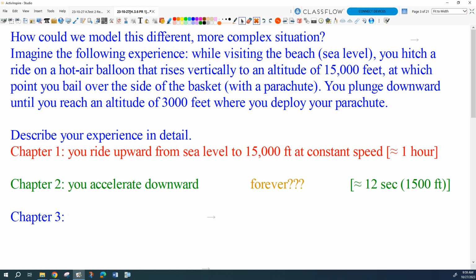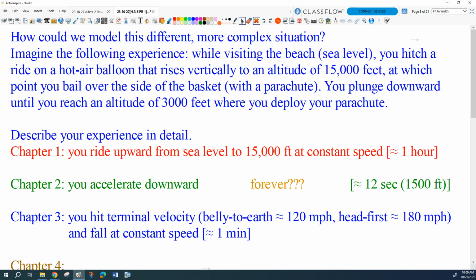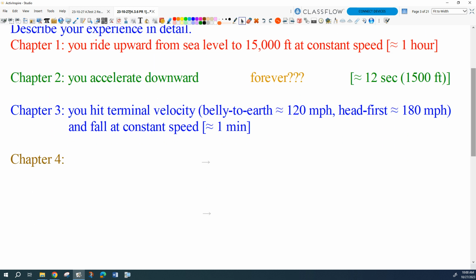Okay, not quite yet. We're going to plummet down to the ground at constant speed, terminal velocity, until we hit 3,000 feet. If you're hitting terminal velocity, you can control that a little bit. If you were diving, you'd go typically about 180 miles per hour. If you're falling belly towards the earth, about 120. So you're going to fall at a constant speed. That would take about a minute to get down to 3,000 feet.